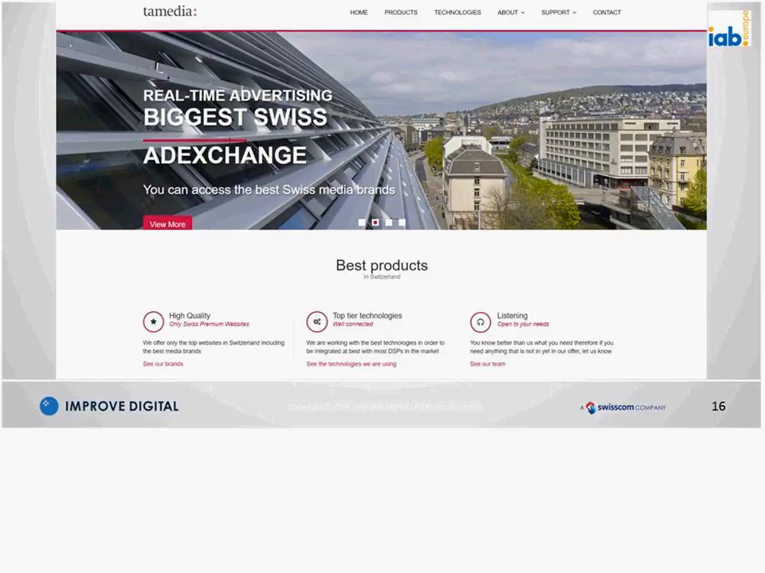PPN, the Premium Publisher Network, is the exclusive online advertising network of Tamedia. With the PPN, you can reach over 80% of Swiss internet users via Swiss websites. Tamedia is the leading ad exchange in Switzerland.